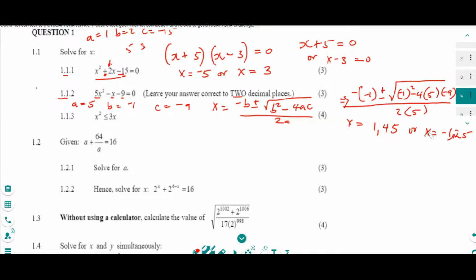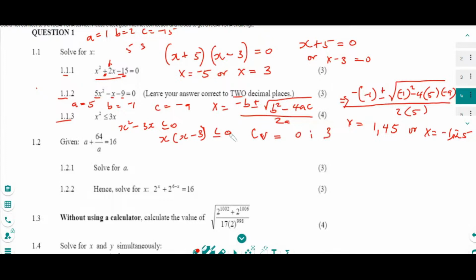There we go. 1.3 is an inequality. So x squared is less than or equal to 3x. Step number 1, move everything to one side so that we have 0 on the right-hand side. So it's x squared minus 3x is less than or equal to 0. We can factorize this, taking x out: x times (x minus 3) is less than or equal to 0. From this step, our critical values will be 0 and a positive 3.